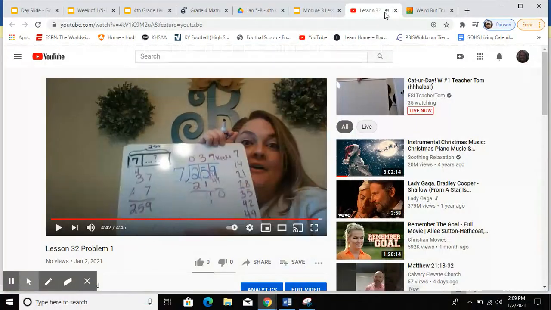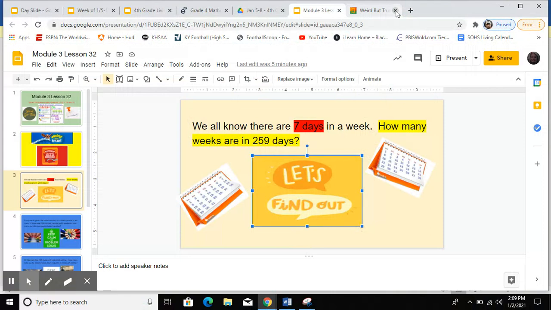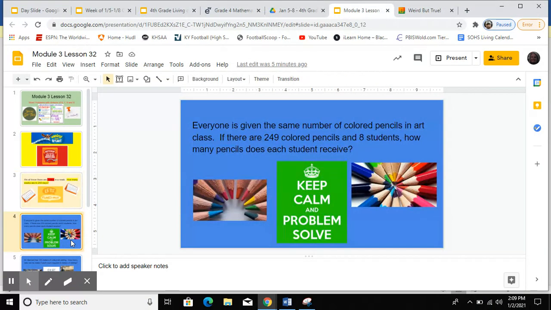All right, friends. Let's continue on. That was problem number 1. See, that wasn't so bad. Let's look at the next one on our problem set. It says everyone is given the same number of colored pencils in art class. If there are 249 colored pencils and 8 students, how many pencils does each student receive?